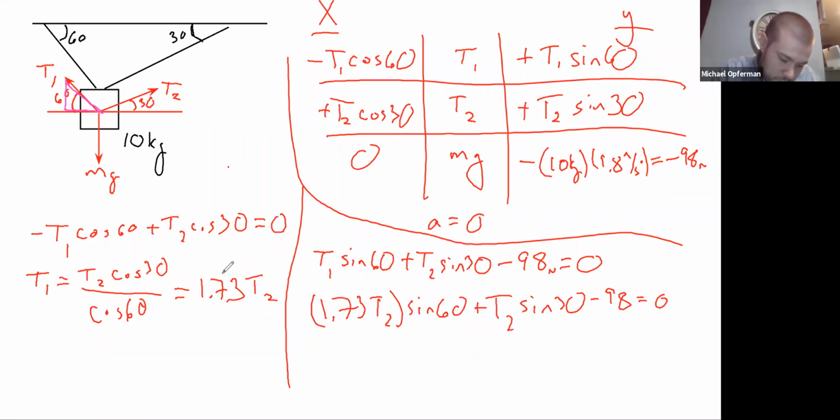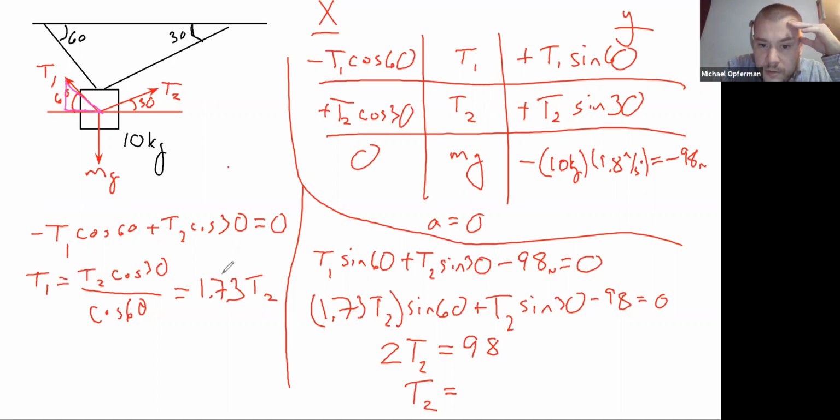So now I do 1.73 times sine of 60 plus sine of 30, and that gives me almost exactly 2. 2 T2 equals 98. So again, the 2 just came from crunching all the numbers here. It happened to work out to 2. If you do 1.73 times sine of 60 plus sine of 30. And that means T2 equals 49.